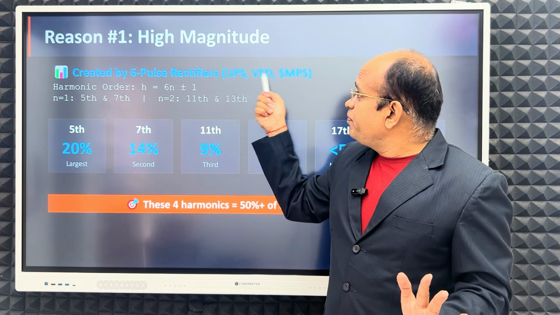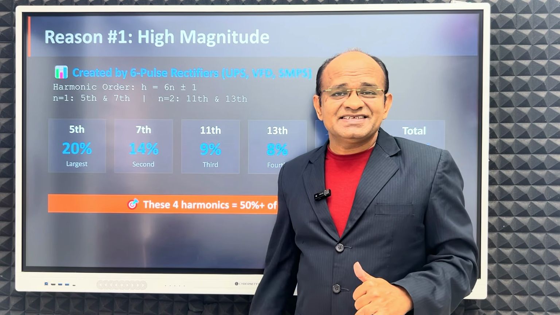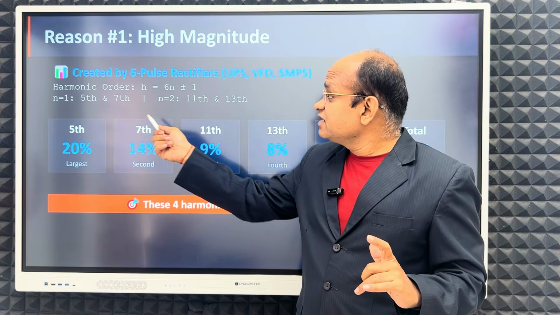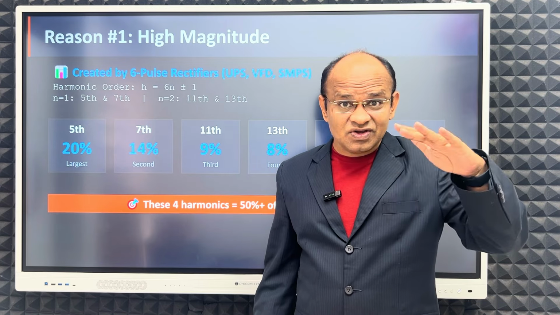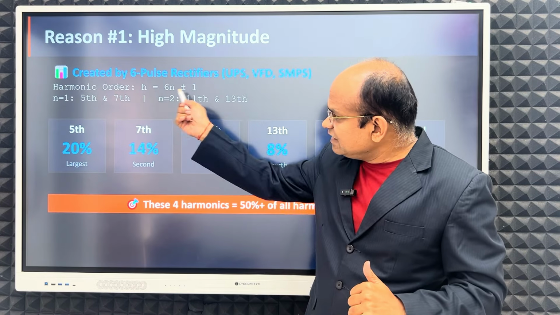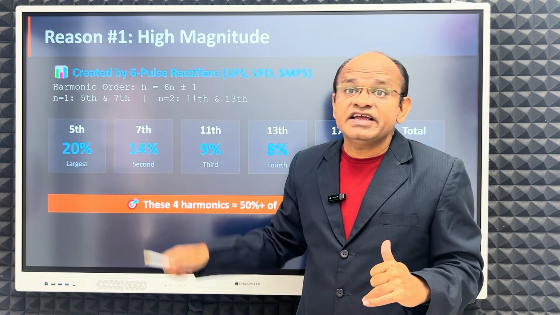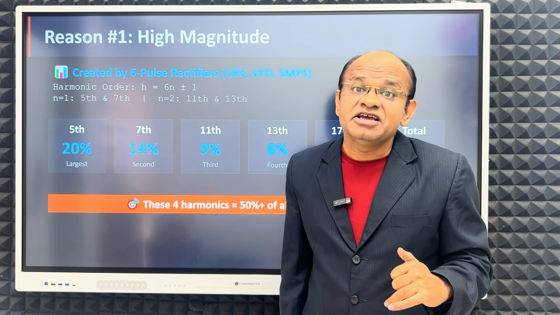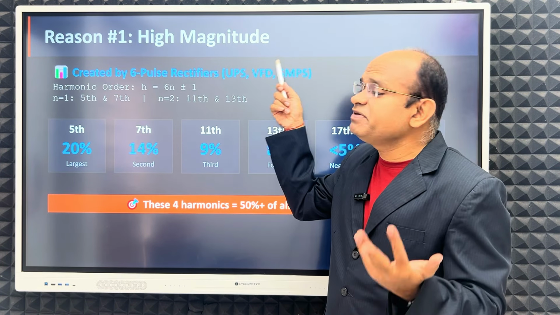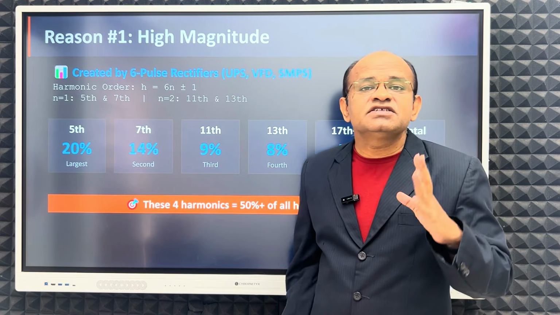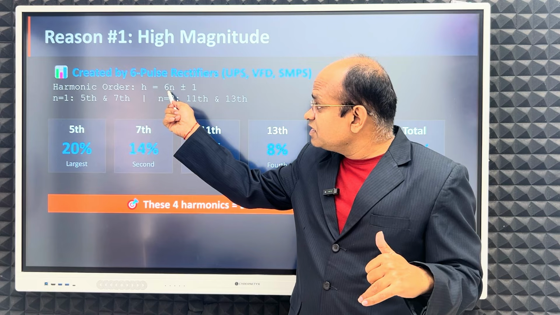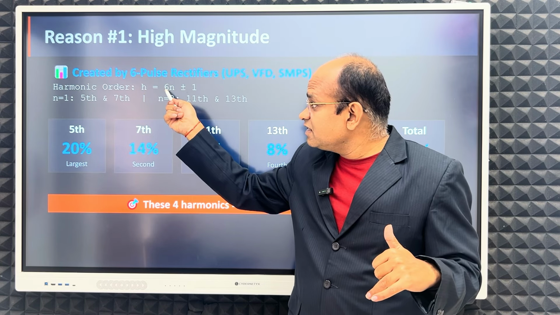See these equipments. Why Fourier series? We have seen already, these equipments work on the Fourier series. That is why these harmonics are getting created majorly, because the basic principle of UPS, which means rectifier, VFD is also a rectifier, SMPS is also a rectifier. All these are 6-pulse rectifiers, here it is 6.